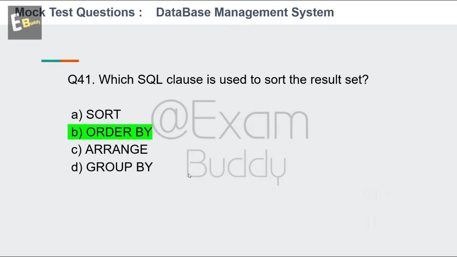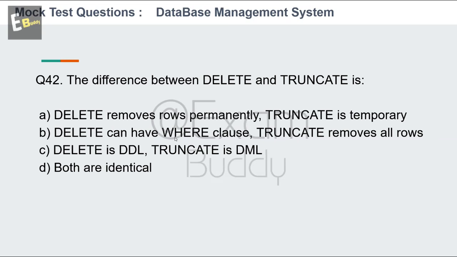And the answer is order by. Now let's go to our question number 42. The difference between delete and truncate is, so these are the options: delete removes row permanently, truncate is temporary; delete can have where clause, truncate removes all rows; delete is DDL, truncate is DML; both are identical. So your time starts now.